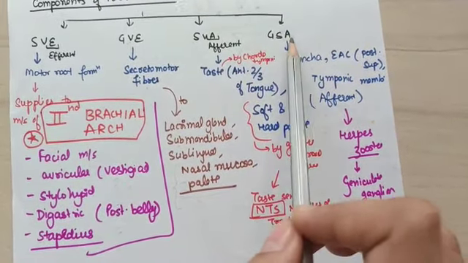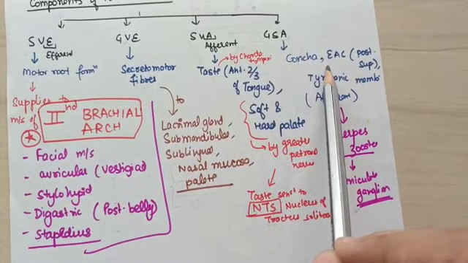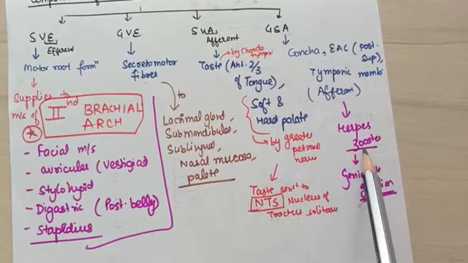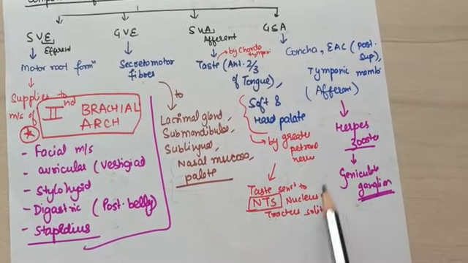Coming to general somatic afferent, it supplies the concha, external auditory canal, and tympanic membrane, where repeated infection may occur and lead to herpes zoster infection near the geniculate ganglion.